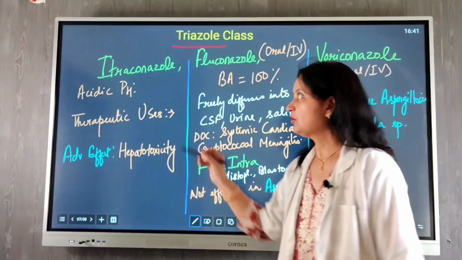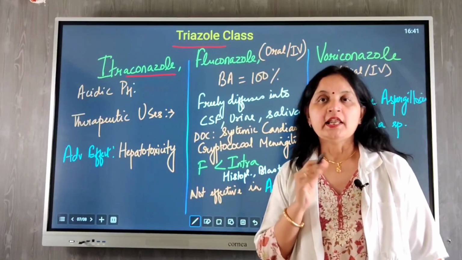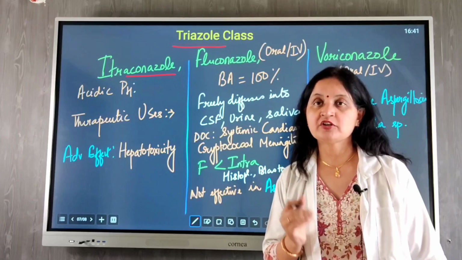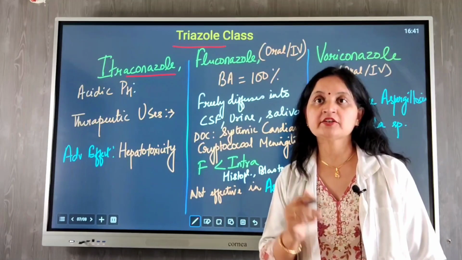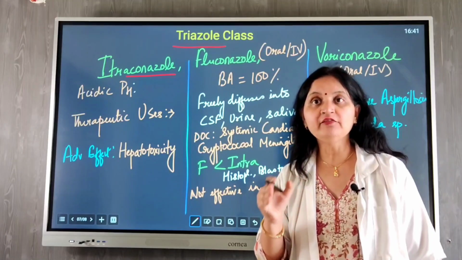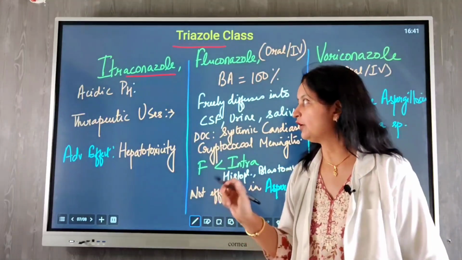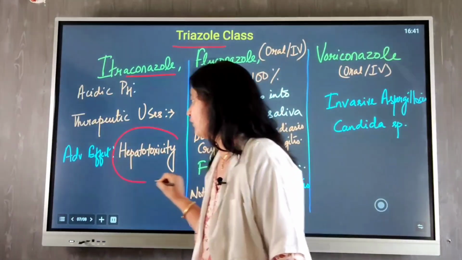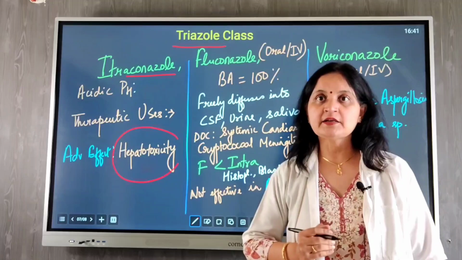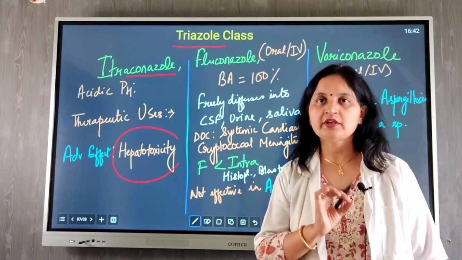So starting with itraconazole, it has largely replaced oral ketoconazole. Like ketoconazole, it also requires an acidic pH for absorption. So in the absence of acidic pH, the bioavailability decreases. So acidic pH influences the absorption of itraconazole just like oral ketoconazole. Also, there is a risk of hepatotoxicity associated with itraconazole. So these are some of the drawbacks of itraconazole, which are similar to those of ketoconazole.